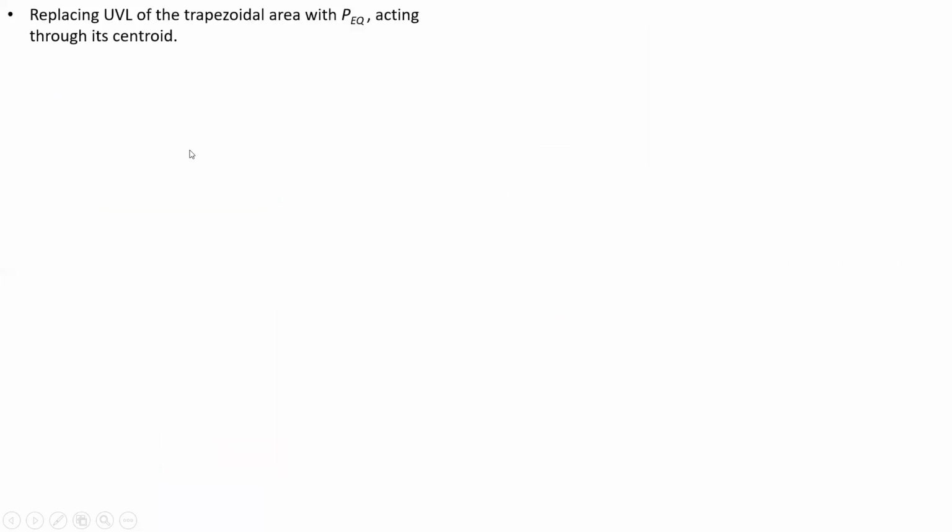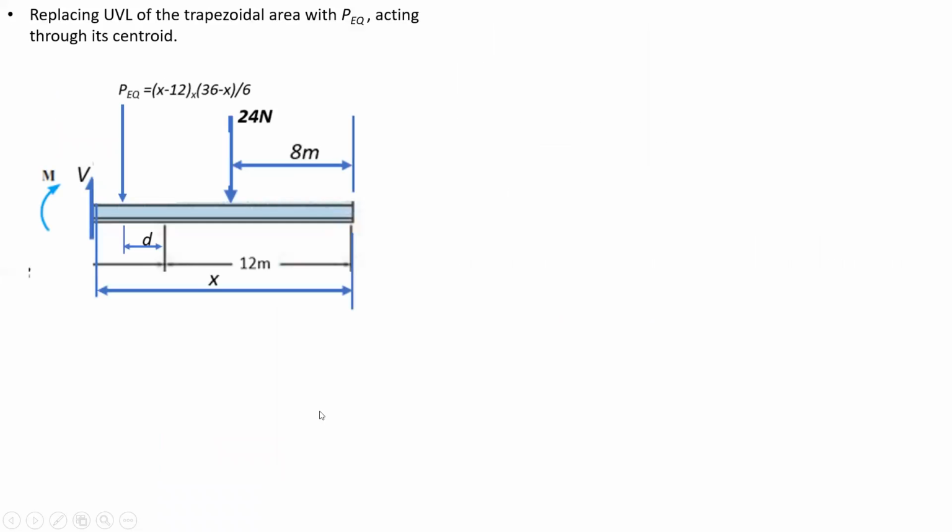Now once we have found the distance D from the right edge, this is the equivalent diagram of the load distribution for x varying from 12 to 24. So as we have previously discussed, the triangular load was replaced by 24 Newton, and the P equivalent that was calculated in the previous slide will act through the distance D from the right edge of the trapezium.